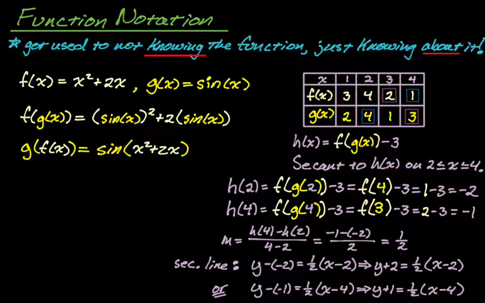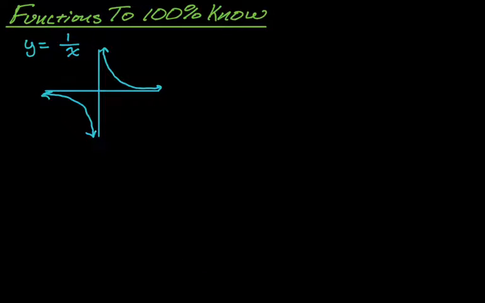All right. Next up, functions that I think you must know 100% because they're going to be so useful to you overall. All right, so first up, 1 over x. So 1 over x, it's in the first quadrant, it's in the third quadrant. What are some characteristics that are useful? It has a vertical asymptote at x equals 0. It has a horizontal asymptote at y equals 0.